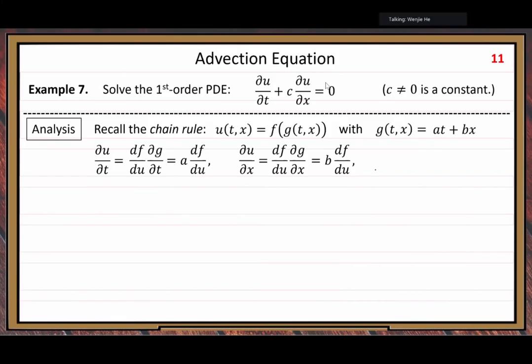Now we want to go back to this equation. Because we have the expression for the first partial derivative, we also have the expression for the second partial derivative. So let's calculate partial u over partial t plus c times partial u over partial x. Partial u over partial t, let's copy: a times dF over du, plus the second one, because you have a c there, b times c times dF over du.